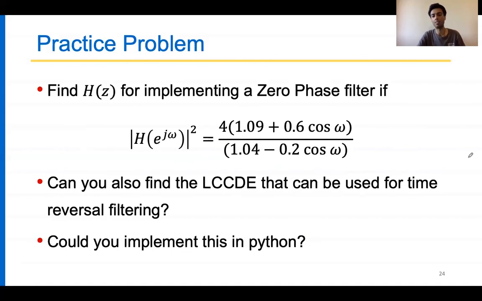Now, can you implement this in Python? Yes, why not? Right? Okay. So the slight catch here is cos of omega, you can write it as e to the power j omega plus e to the minus j omega divided by 2. And when you convert it into a z transform, it becomes z plus z inverse divided by 2, right? So that is all about time reversal filtering for implementing zero phase filters.